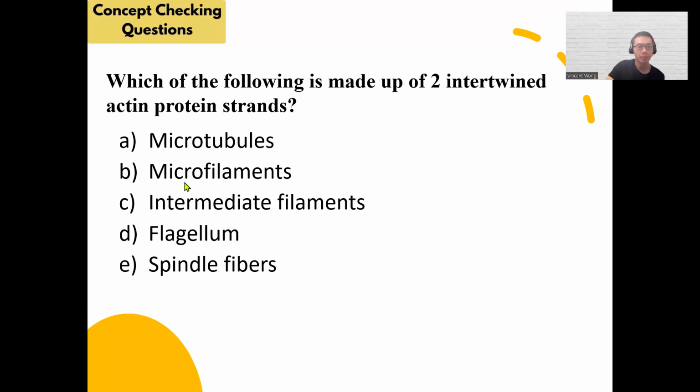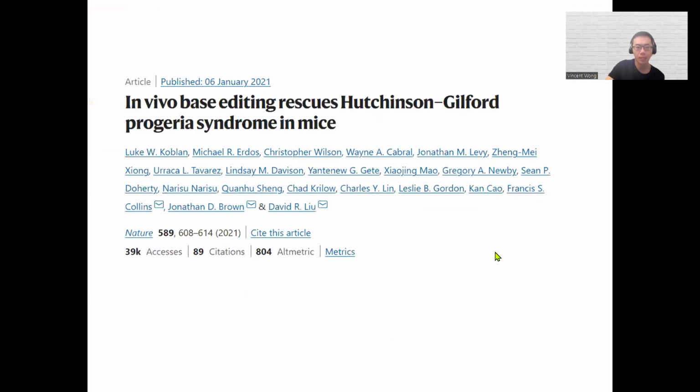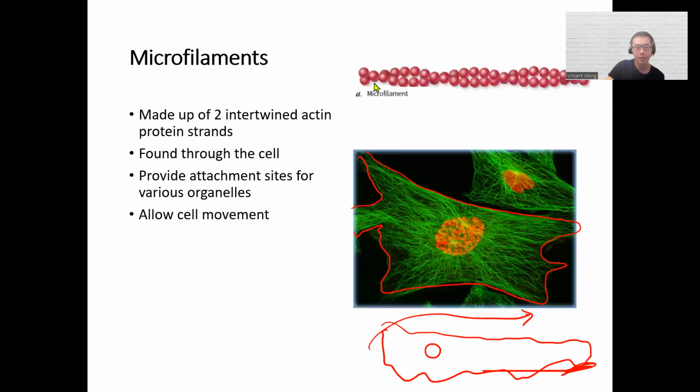The correct answer is microfilaments. That's the one that has two strands right here. You can see two intertwined actin proteins like that. All right, so that is that.